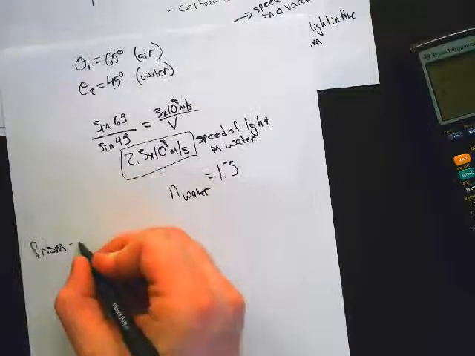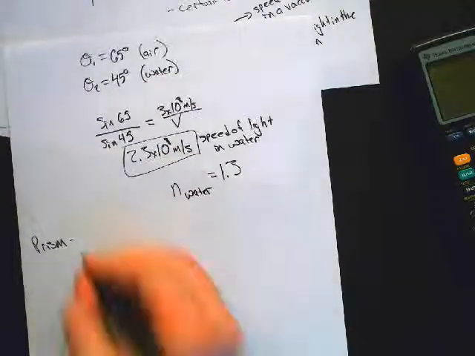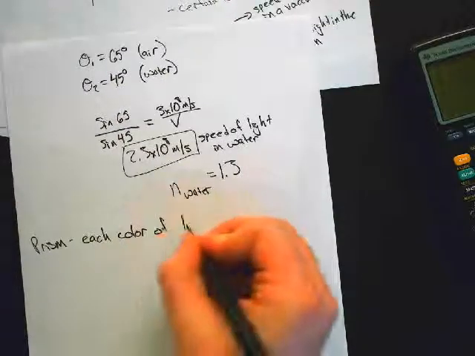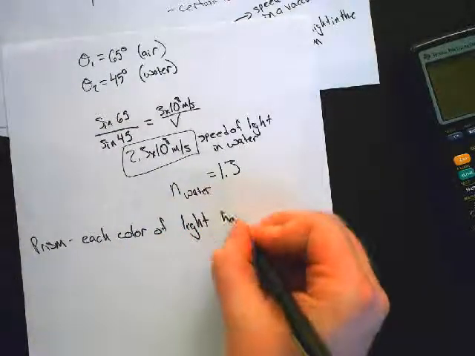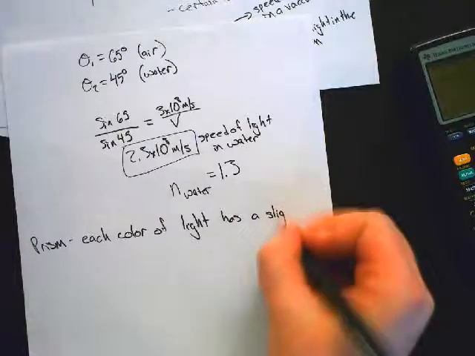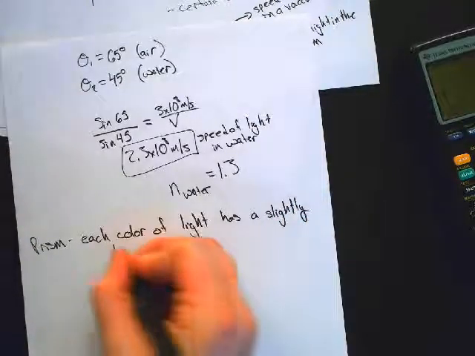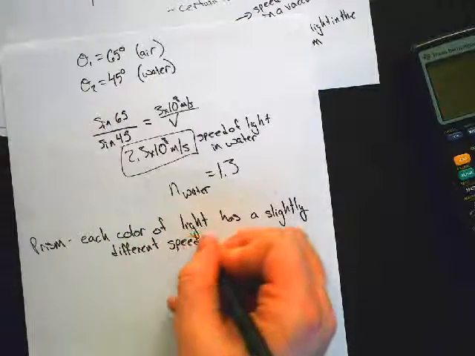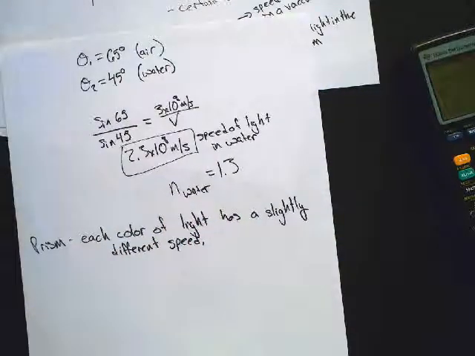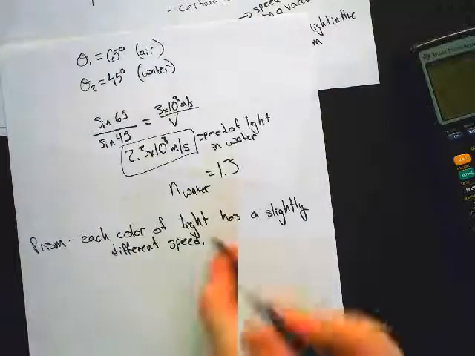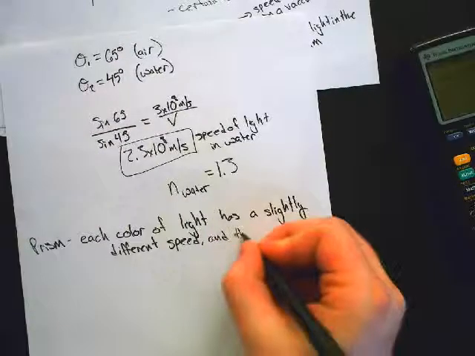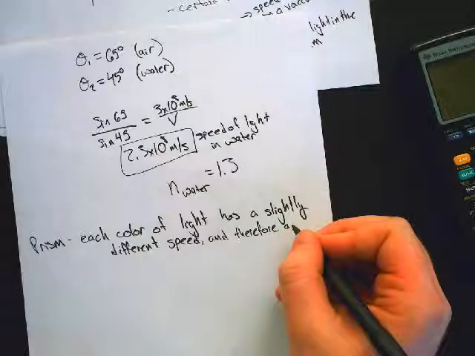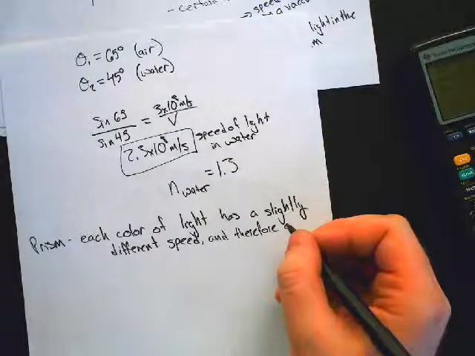So prisms work because each color of light has a slightly different speed and therefore a slightly different index of refraction. So one color will get there. Let me come back to that.